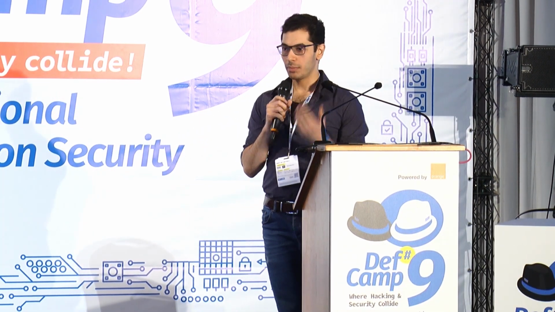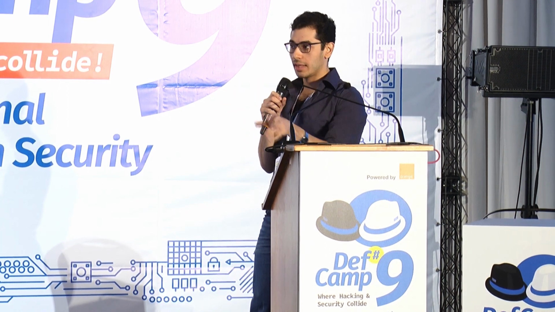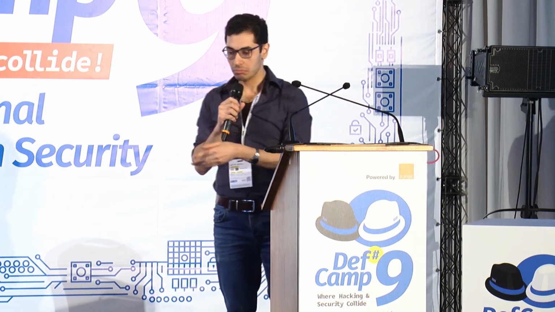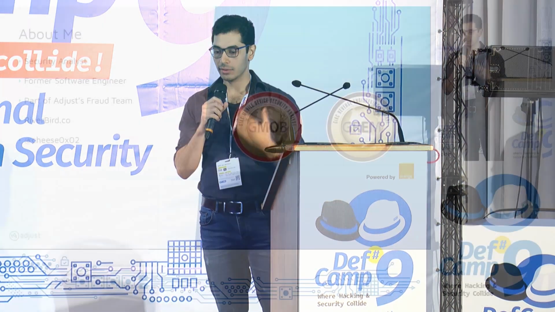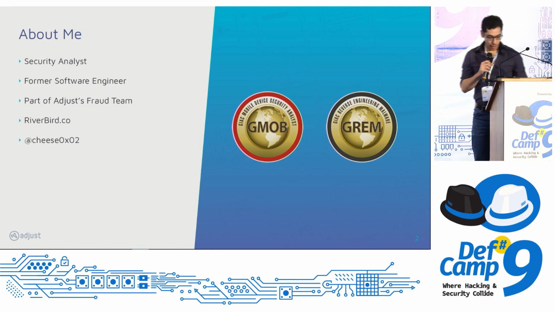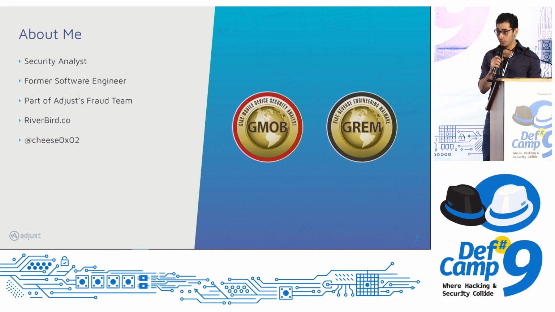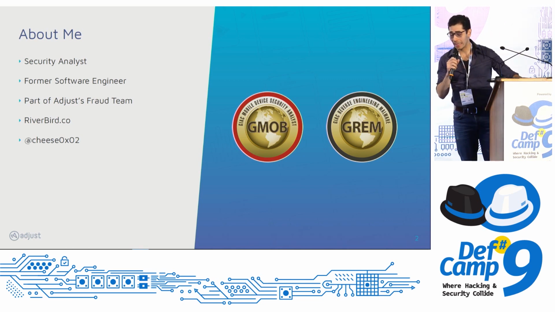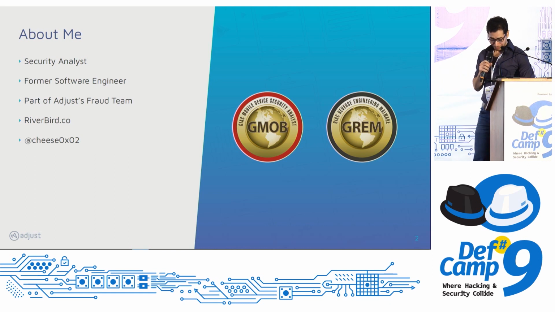So, my name is Abdullah. I work at a mobile attribution provider company called Adjust. And mobile attribution is basically how advertisers can find and locate the people who have installed their apps and know which network provided that, and from there they use our technology to find the attribution. I work there as a security analyst, former software engineer, and I work in their fraud team. Well, it's mispronounced. It should be the anti-fraud team, but whatever. So, yeah.